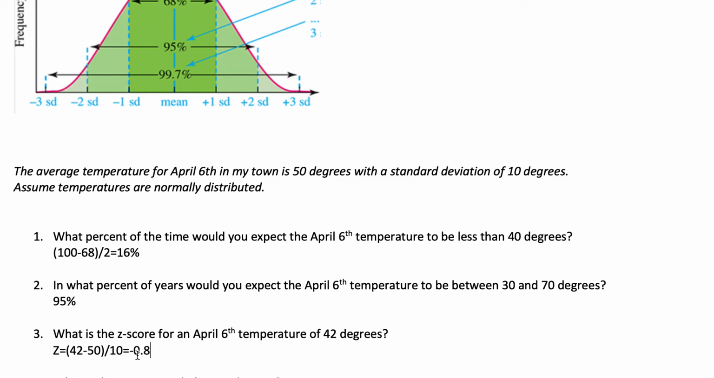The negative is important here. The negative tells me that this temperature is below the average, and the 0.8 is saying that it's 0.8 standard deviations below the average. Now this question doesn't ask anything about a percent, so we'll just leave it there at -0.8.